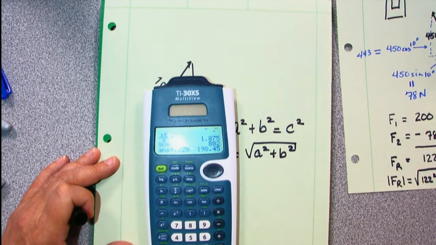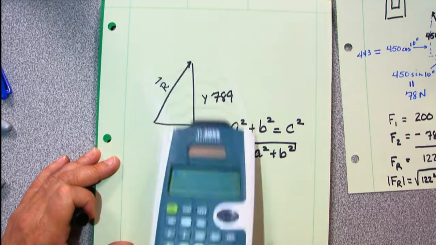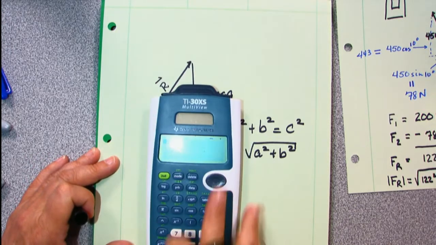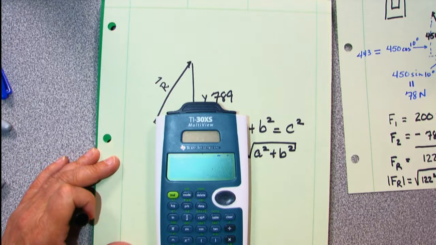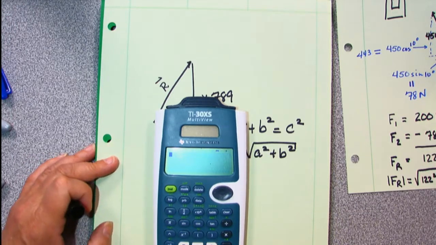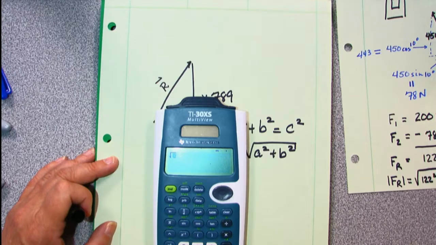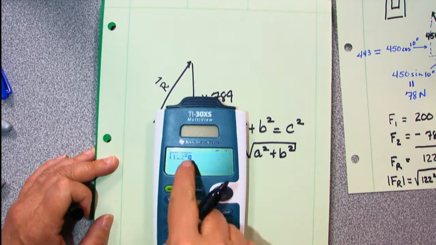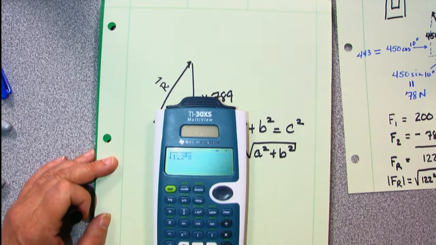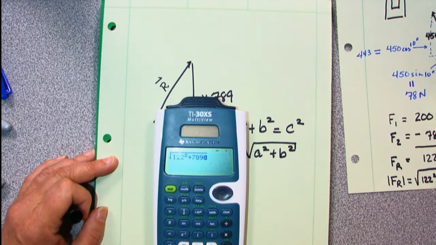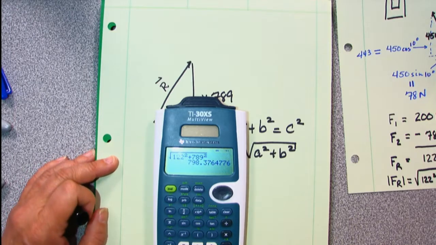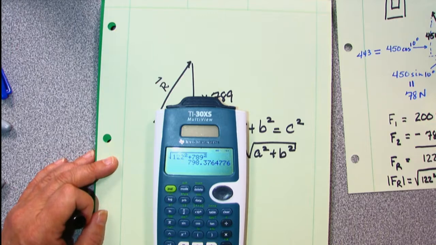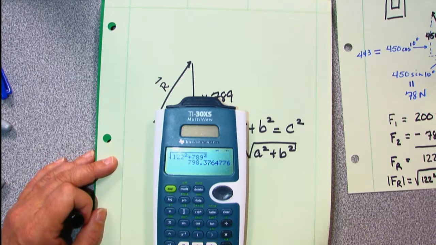Now let's watch it in the calculator, because that's where a lot of you are going to have trouble. All right, so I'm going to do the square root. 122 squared. On this calculator, you want to make sure everything stays underneath the square root, and it's doing it. 789 squared. Hit enter, gives me 798. Now, if you don't have a calculator like that, you've got your parentheses.